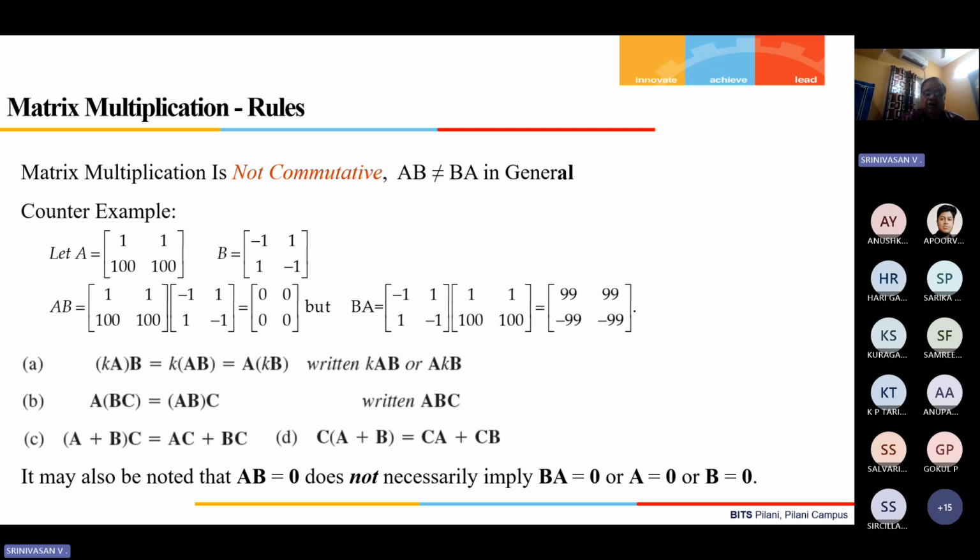So the product of two non-zero matrices can still be a zero matrix. But it does not necessarily imply that BA equals 0, where 0 here means the 0 matrix, or that A equals the 0 matrix or B equals the 0 matrix. Look at here again. A is not a 0 matrix, B is not a 0 matrix, but still the product is 0. But AB being a 0 matrix doesn't guarantee that BA is also 0.